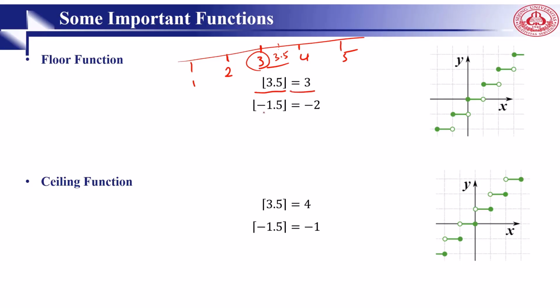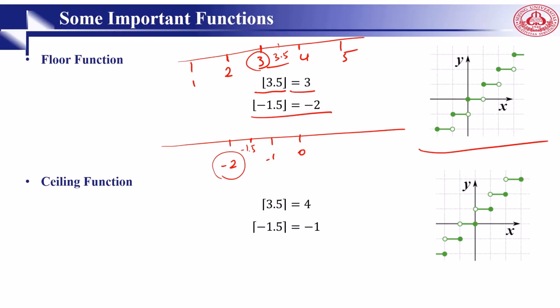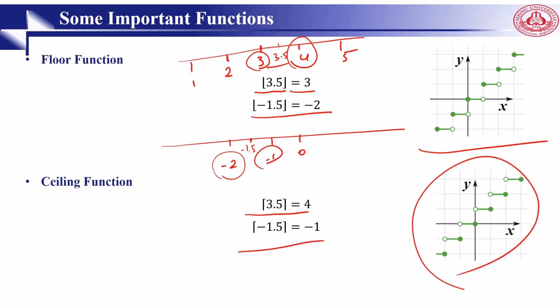Floor of minus 1.5: it is 0, 1, minus 1, minus 2. Minus 1.5 is here. This is the smallest one. We come to this part. Always the left side. And you can see the graph here. Ceiling is opposite. So in here we go for 4 instead, so the right side. In here we go to minus 1. So this is the ceiling function graph you can see here.